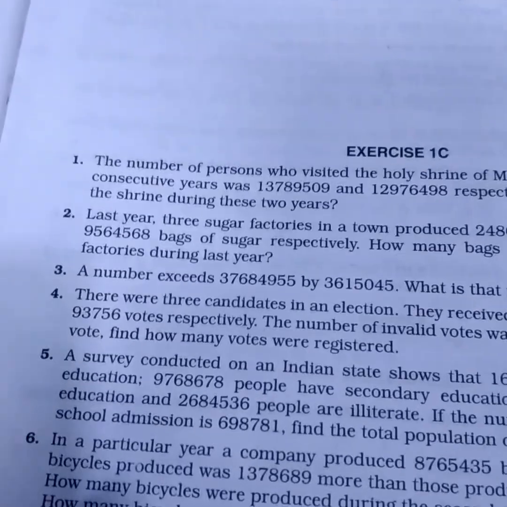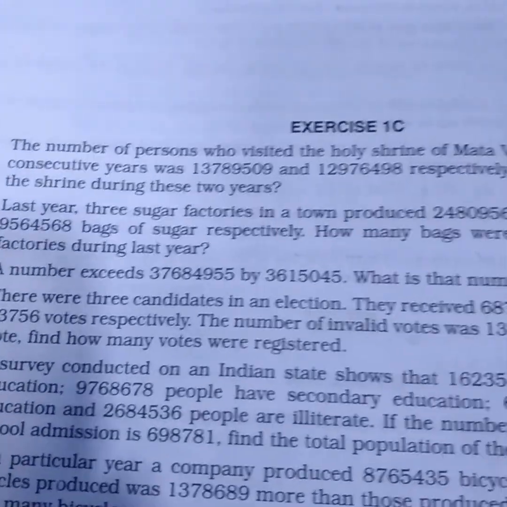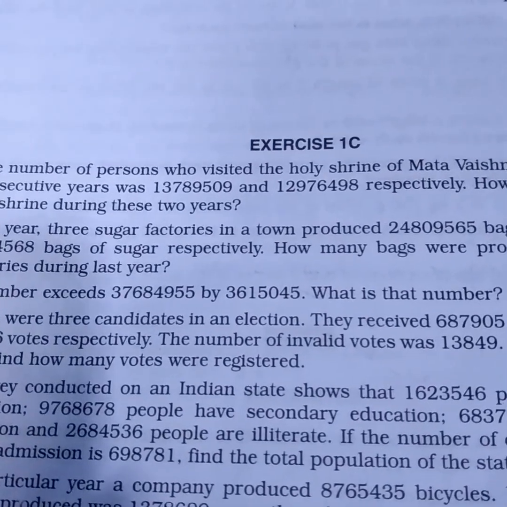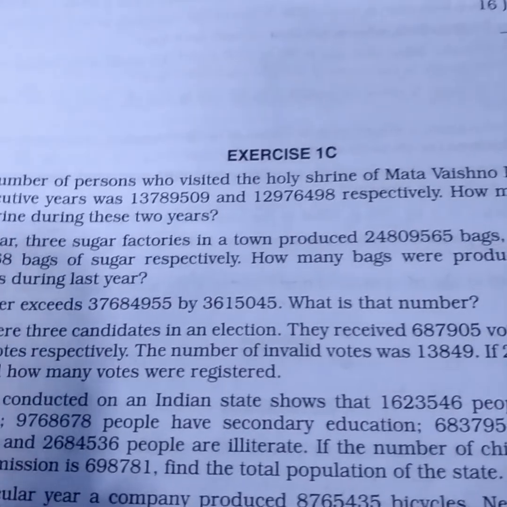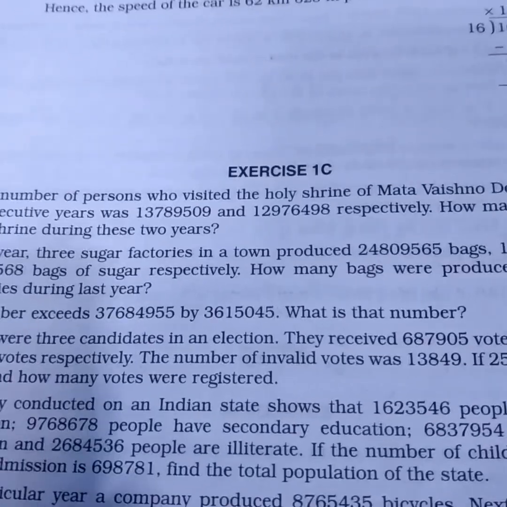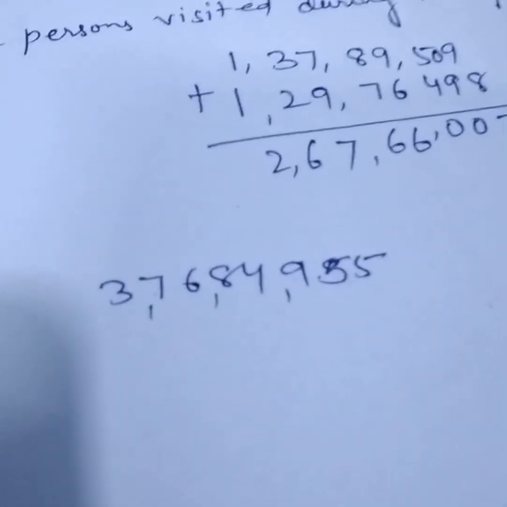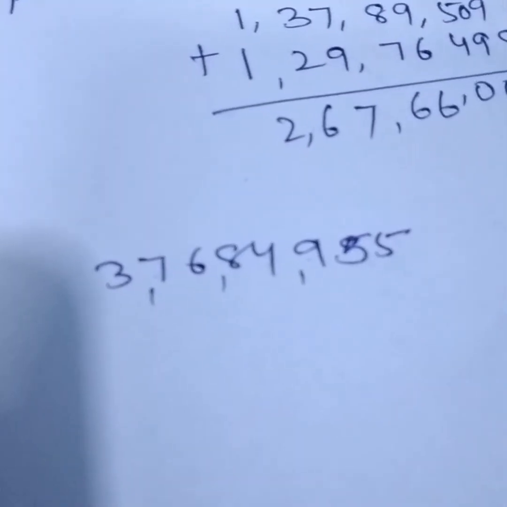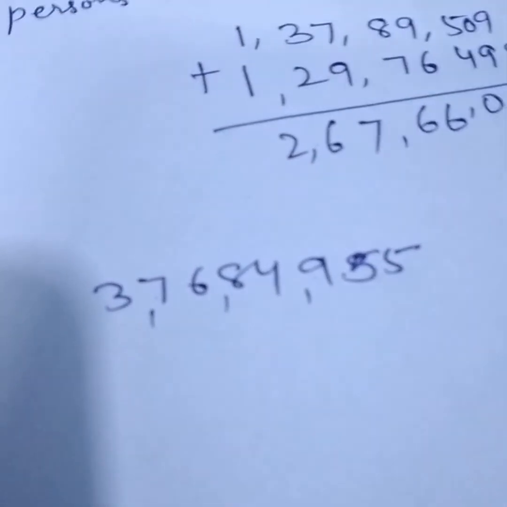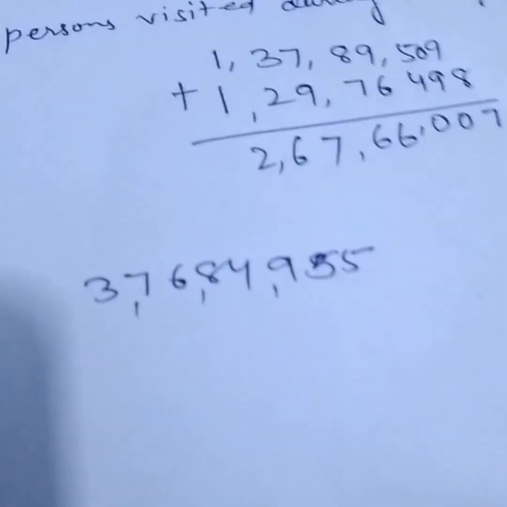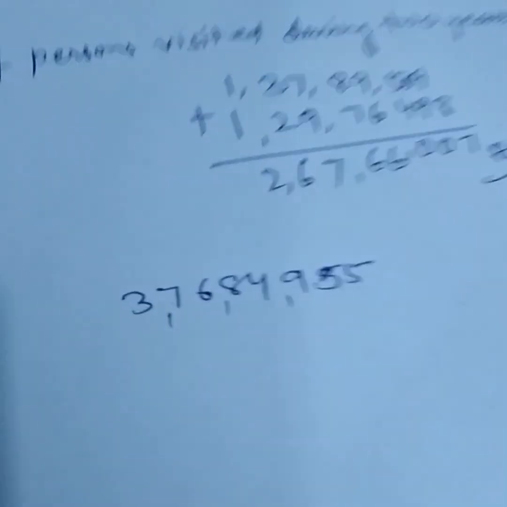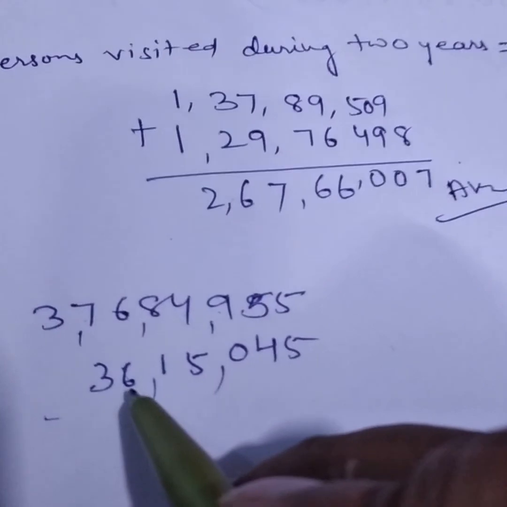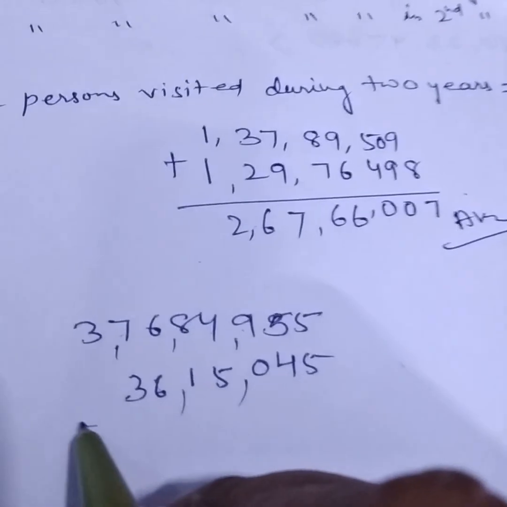Question number 2 you have to do yourself. A number exceeds 37684955 by 36,15,045. What is the number? Children, what do we have to do? The first number is 3,76,84,955, and it exceeds the other number, which is 36,15,045.